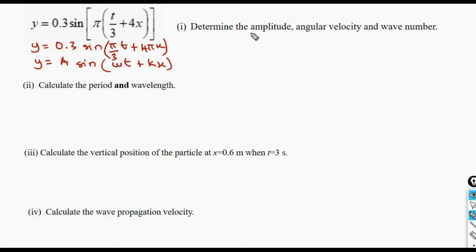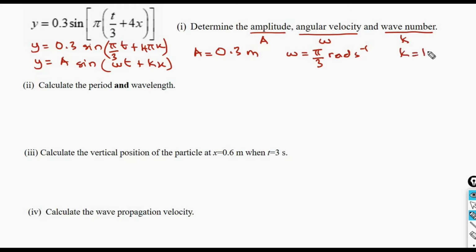Alright, determine the amplitude. Amplitude means A. So A equals, look at this equation, 0.3 meters. Okay, next, angular velocity. Angular velocity is omega. So omega equals, look at this equation, compare, so we get pi over 3 radian per second. Okay, and wave number. Wave number is k. Look at the equation, k equals 4 pi per meter.